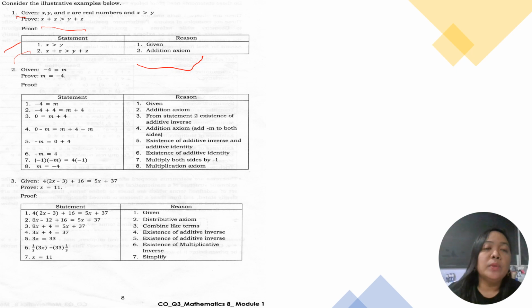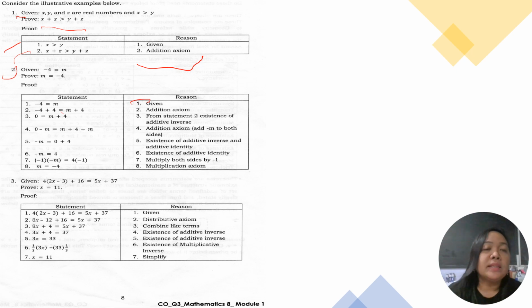Shall we go to number 2 now? Number 2, given that negative 4 is equal to m, we need to prove that m is greater than negative 4. So let's make our proof by using the two-column form, one for the statement and the other for the reason. Shall we begin with statement number 1? Where do we get statement number 1? From the given. So negative 4 is equal to m. Reason, given.